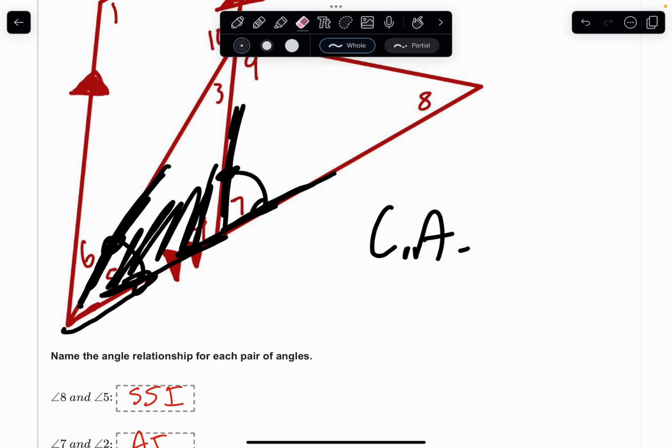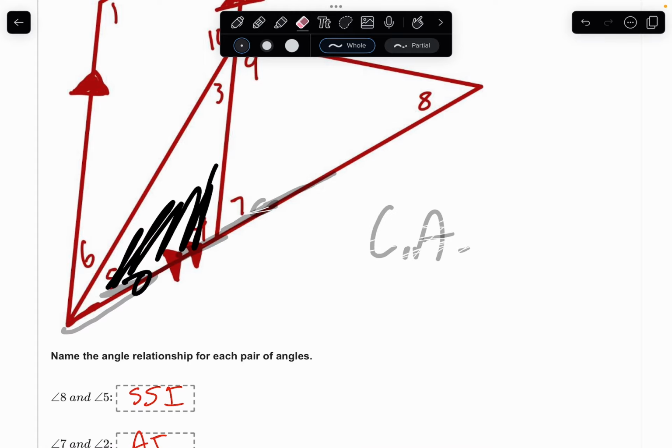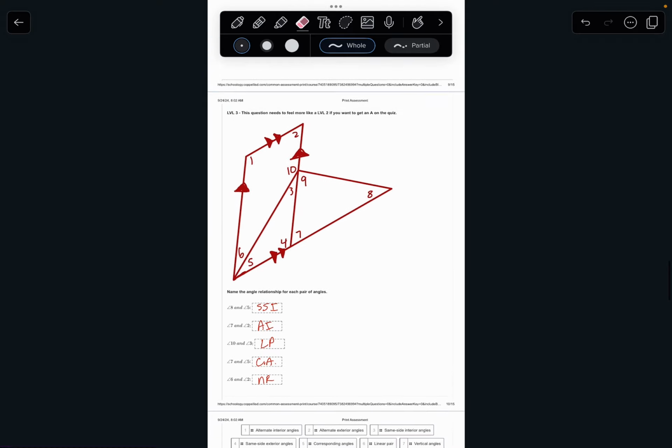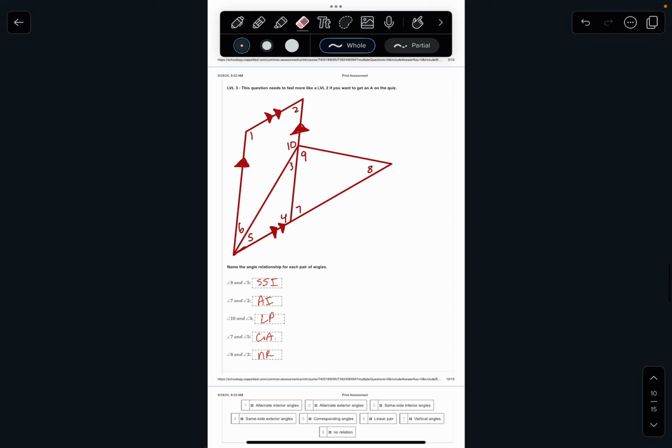They're not equal because they do not use parallel lines, right? The line for 7 and the line for 5 are not parallel. So don't say they're equal. They're not equal. But they are corresponding. Corresponding angles do not have to be equal.